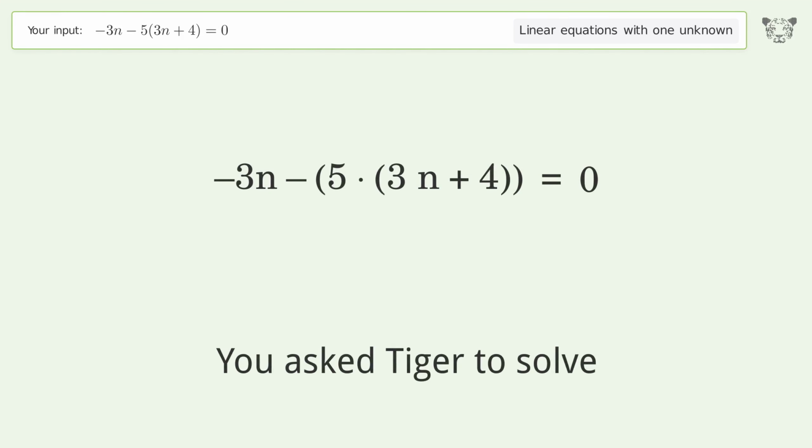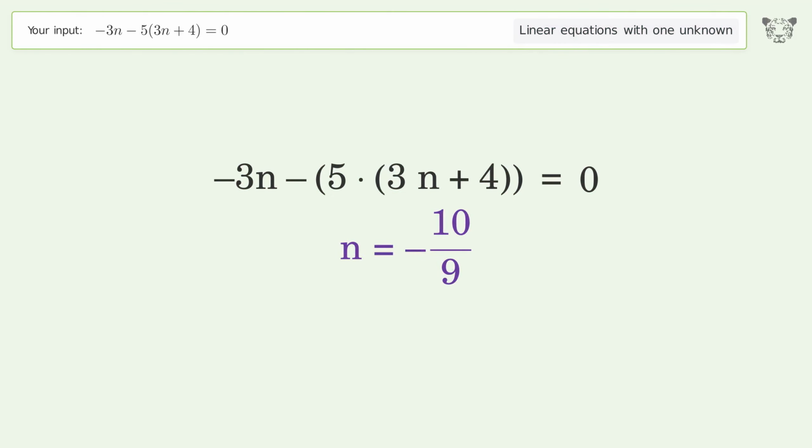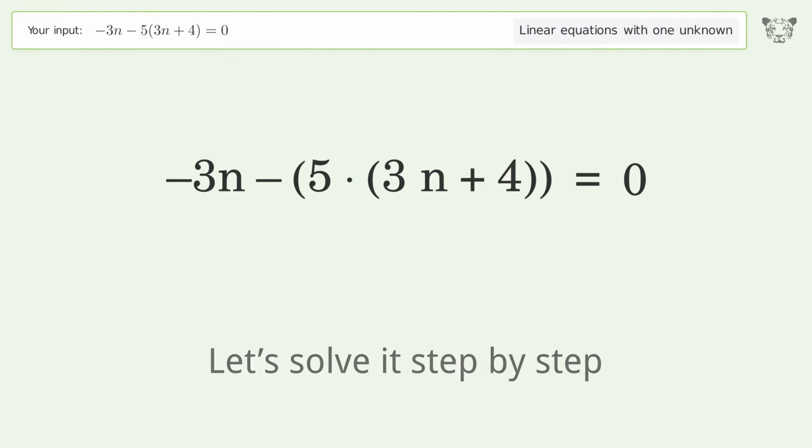You ask Tiger to solve. This deals with linear equations with one unknown. The final result is n equals -10/9. Let's solve it step by step.